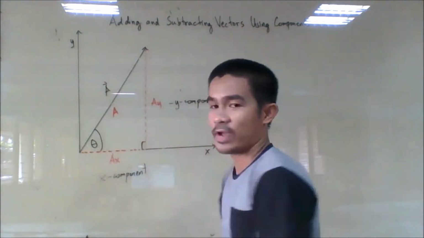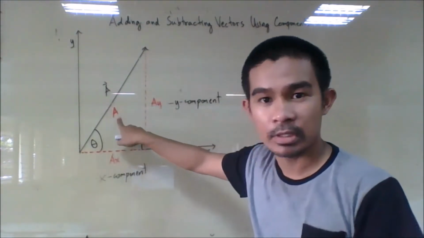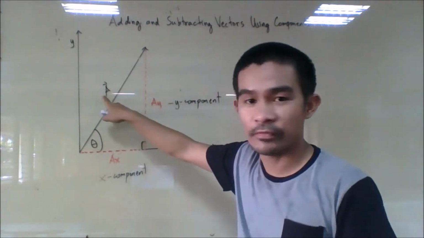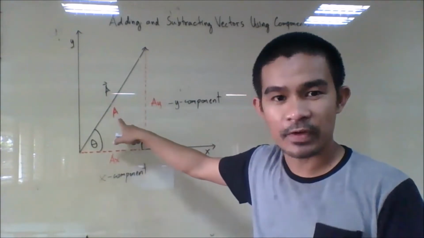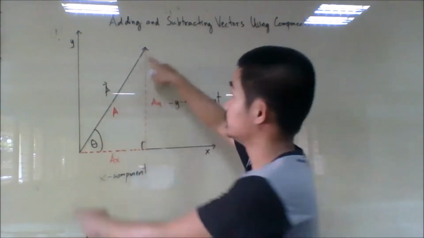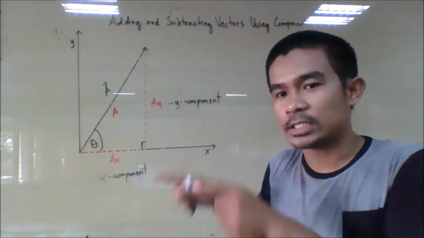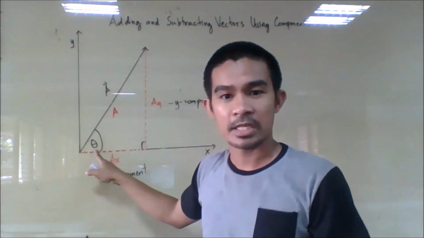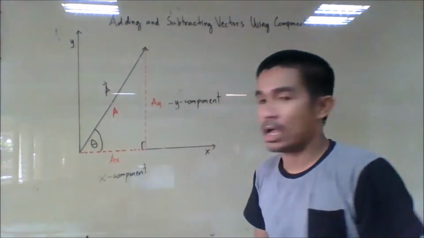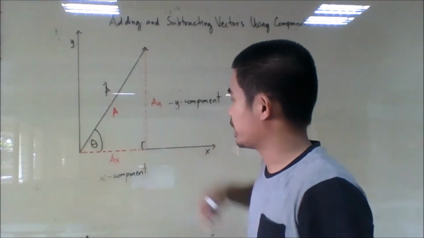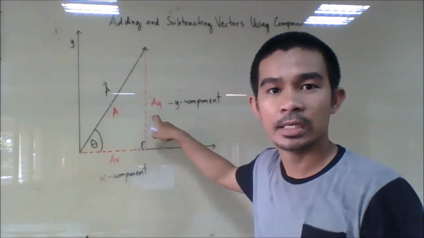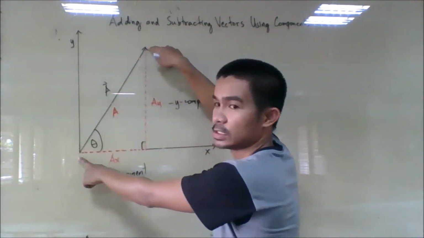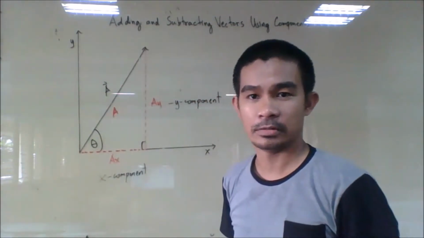The magnitude of this vector A is represented by A, and it is equivalent to the length of this line. Its direction from the positive x-axis to the vector A is theta. These three lines, the y component, the x component, and vector A, form a right triangle, right?